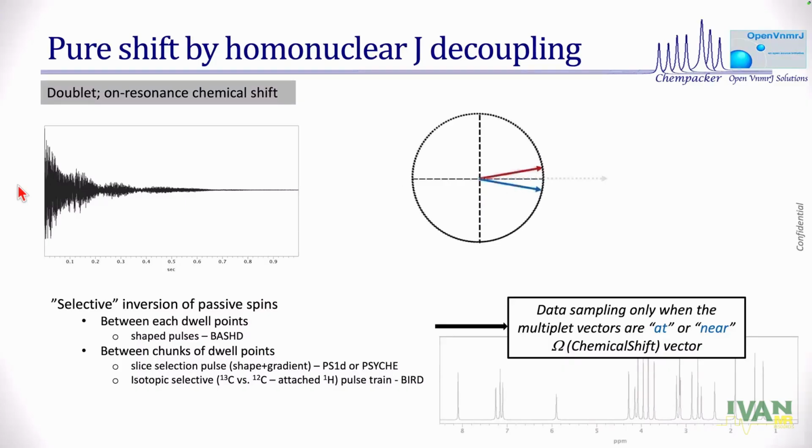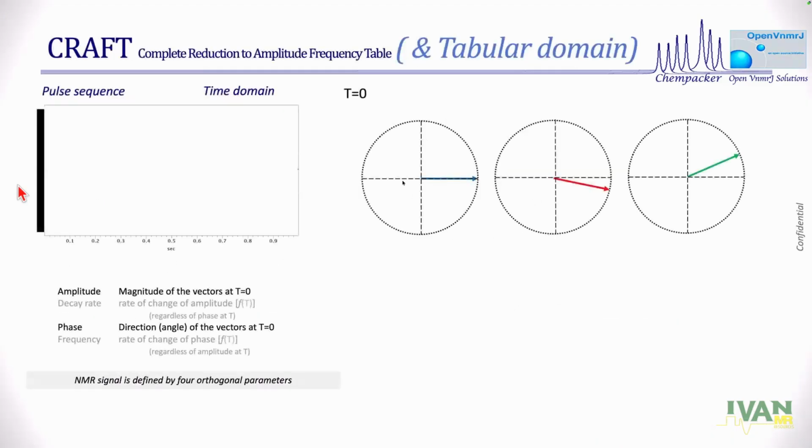In a pure shift experiment, essentially we are averaging out the precessional differences between the multiplet components, so that the receiver looks at it and says they all precess at the same frequency. That's essentially what we are doing here. So I'm going to now shift gear a little bit and introduce what we mean by tabular domain, because this is one of the phrases that we used in the title.